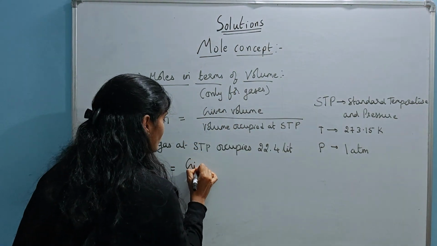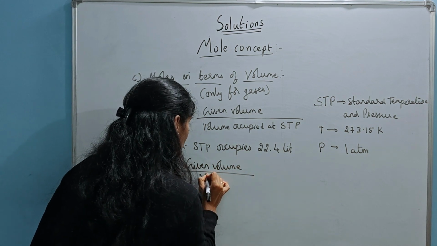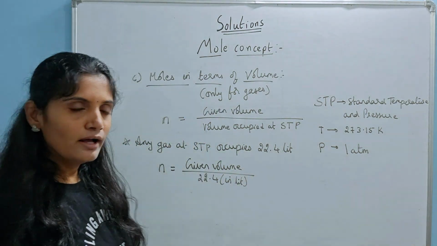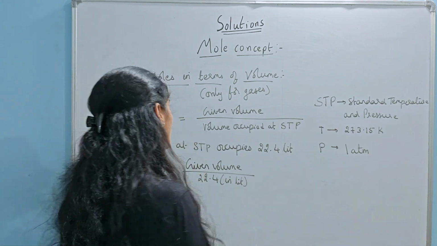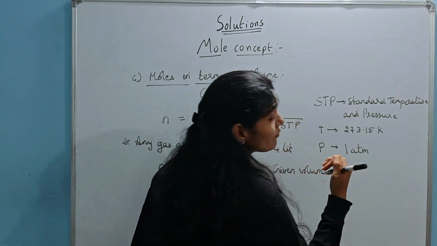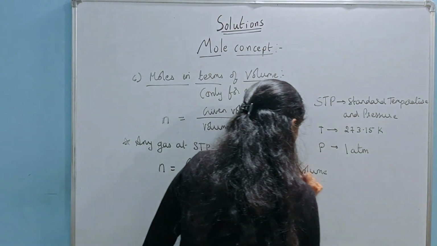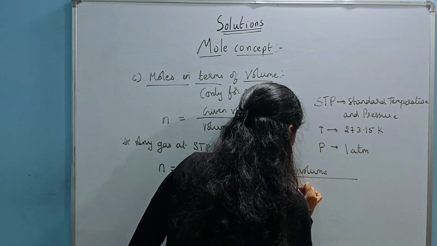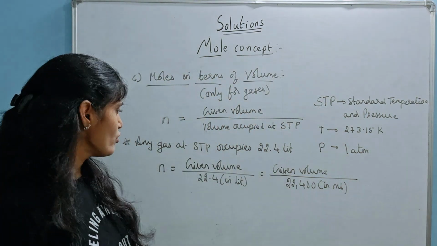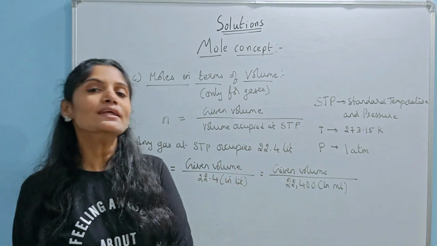So number of moles is equal to given volume divided by 22.4 in liters. Clear? If you want to deal in ml, because the volume in the question is given in ml, then you can write the formula as given volume divided by 22,400 in ml. Depending on the data given in the question, you can go for either formula. If it is ml, go for this formula. If it is in liters, go with this formula.